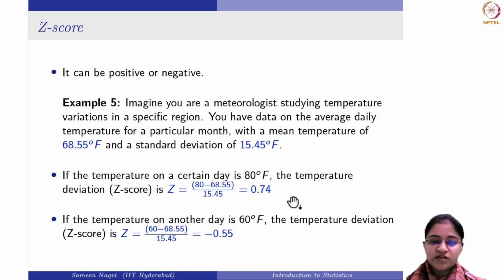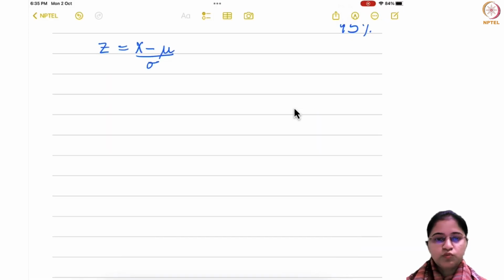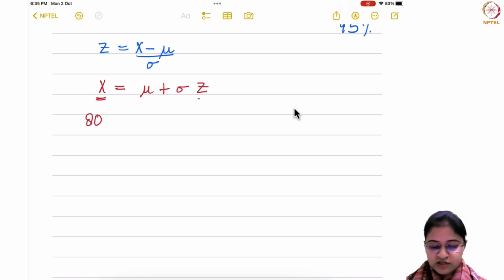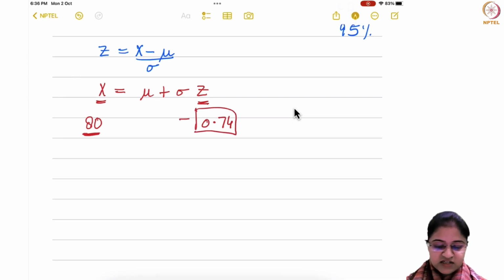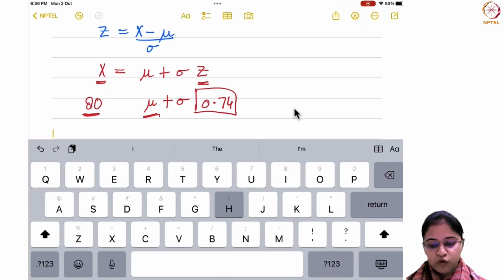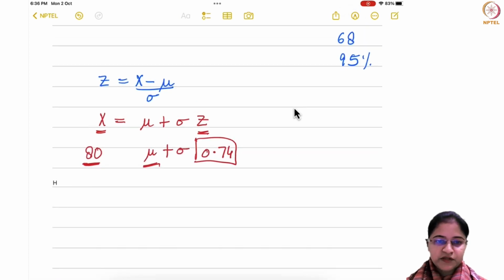And how do you interpret this? So z is x minus mu by sigma. So x will be mu plus sigma z. If your data point is given to you as 80 Fahrenheit and your z value finally comes out as 0.74 in that example, it means that this observation is 0.74 standard deviations above the mean, because you are adding something to the mean. It is 0.74 standard deviations above the mean.